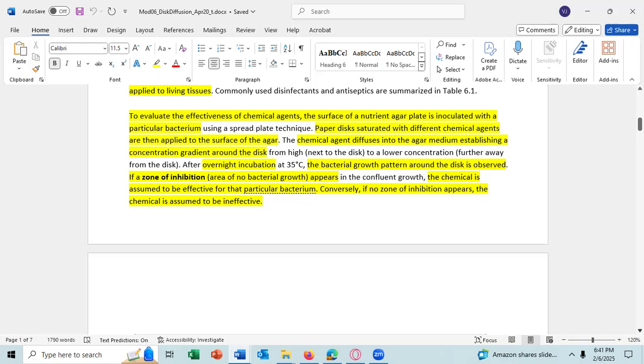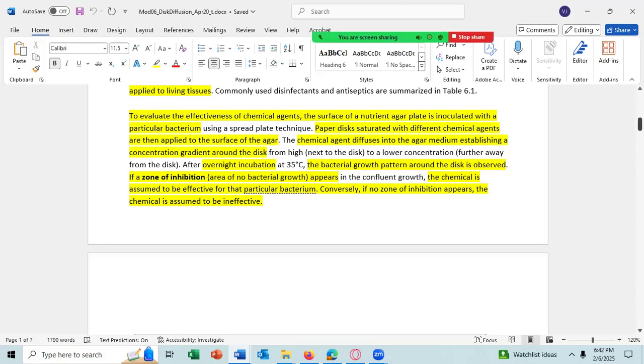You then incubate the plate overnight at 35 degrees C, and then take the plate out and you'll have bacterial growth around the plate. If there are zones of inhibition around the paper disc containing the antibiotic, then it's safe to assume that the chemical was effective for that particular bacterium. Conversely, if there's no zone of inhibition, the chemical is assumed to be ineffective. Now that's different. Effective and ineffective is different than sensitive and resistant.